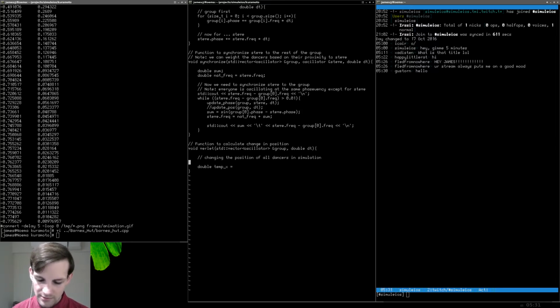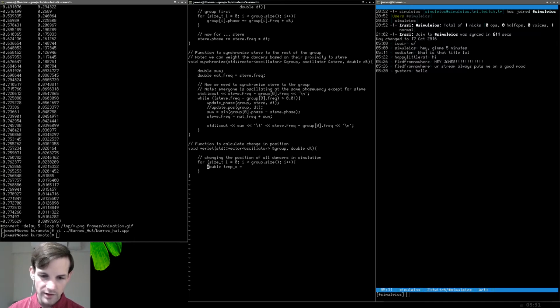We already have temp X, so let's go here. Let's say for int I size_t I equals 0. Then we say I less than group.size, then we do I plus plus. Group.size. Now let's go down here. Oh, sorry about that. There we go.